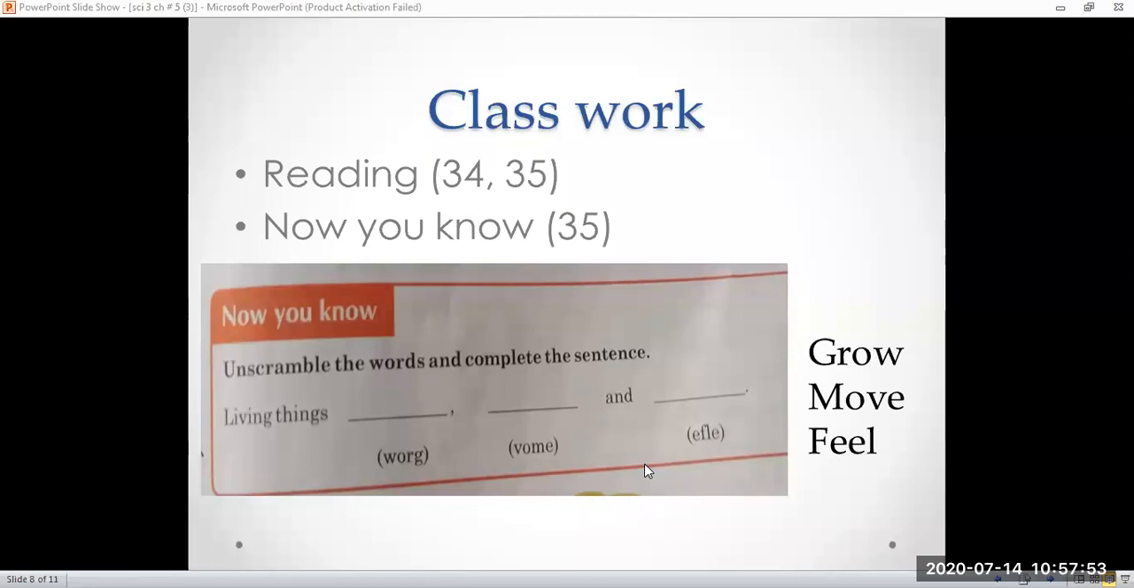Good, Saad. So next, living things feel will be read by Samaha. Samaha, kindly unmute yourself. Yes, Samaha. Continue from living things can feel.